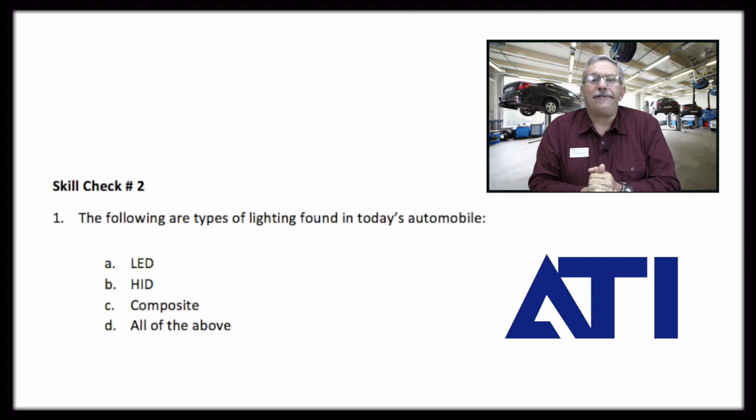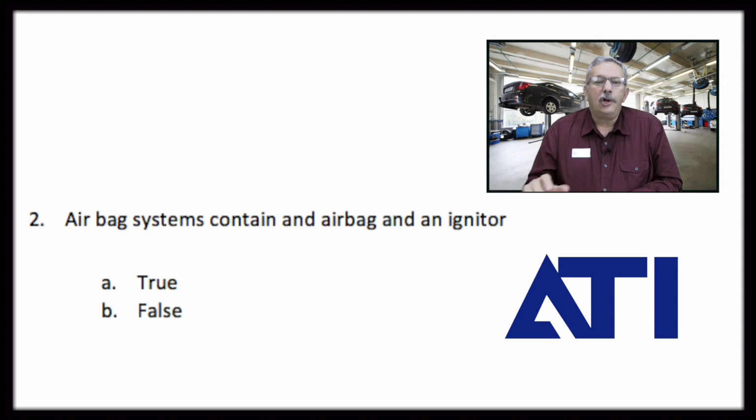Okay, so now we're ready for skill check number 2. Question 1, the following are types of lighting found in today's automobile: LED, HID, composite, or all of the above. Question 2, airbag systems contain an airbag and an igniter. True or false?